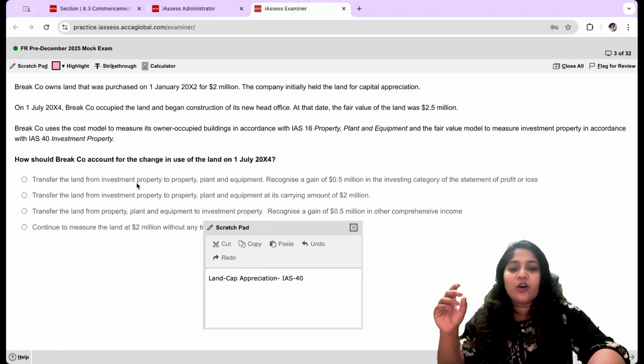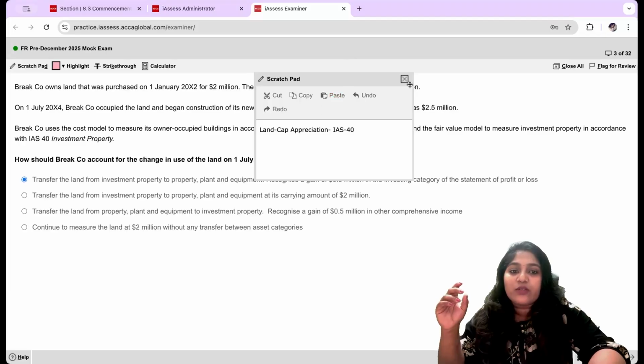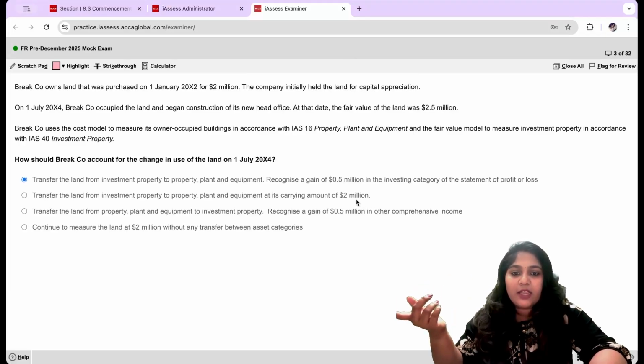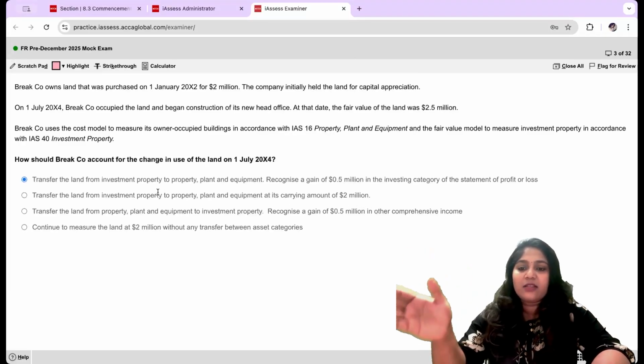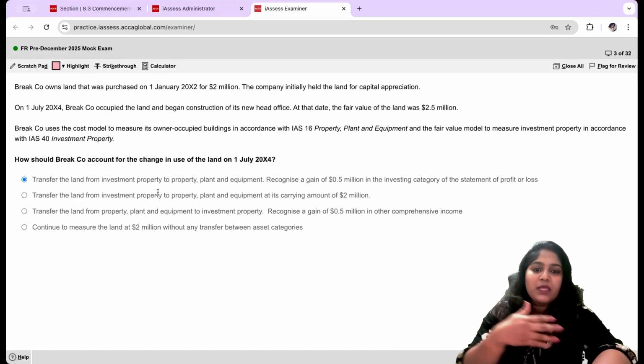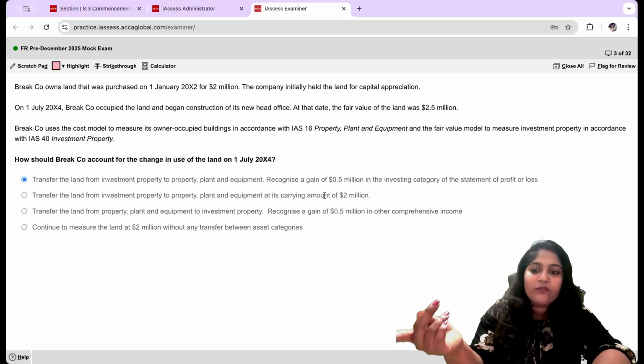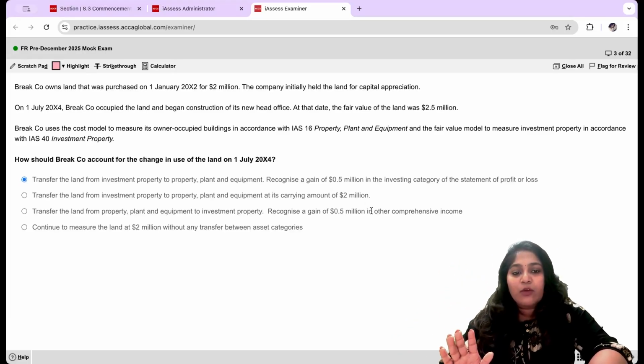Close your eyes and say the answer is option number 1, because if you see any other option, the second option is talking about the land transferring from investment property to PPE and its carrying amount. No, it is 2.5 million. Option C, I am looking at the last option.